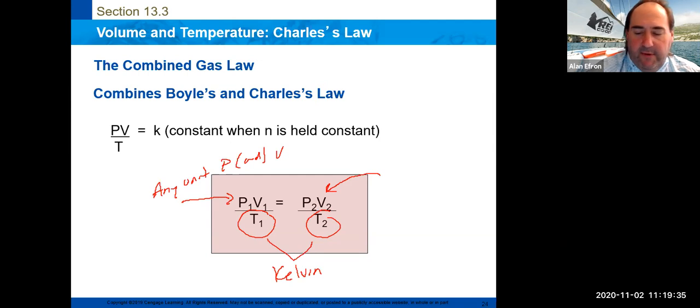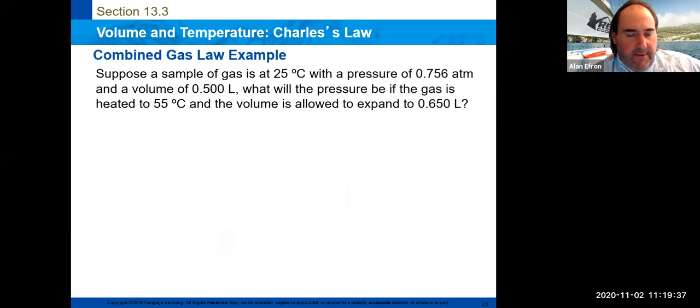So why don't we try one here and see what you come up with. So give this one a go. We'll talk about it here. Just make sure. Got somebody at 25 degrees Celsius, 0.756 atmospheres, and 0.5 liters. We want to know what is the pressure if we change the temperature and also change the volume here.